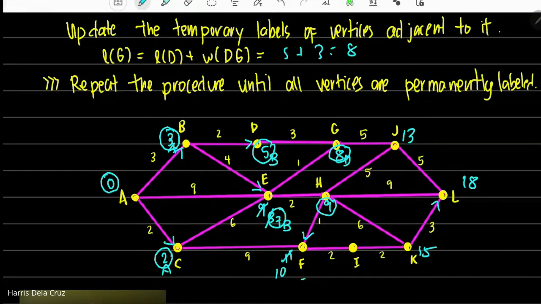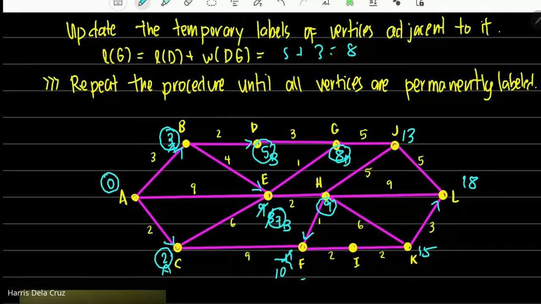Ibig sabihin, kung dadaan ka mula kay H, mas maigsi kaysa doon sa dumaan ka mula kay C. Kasi 10 lang kung galing ka kay H. Yan. So, since nakuha na natin lahat ng adjacent ni H, then, tapos na yung iteration na yun. Ang next, pipiliin mo ulit yung pinakamaliit na label, na temporary label, which is 10. So, yun na yung magiging fix.